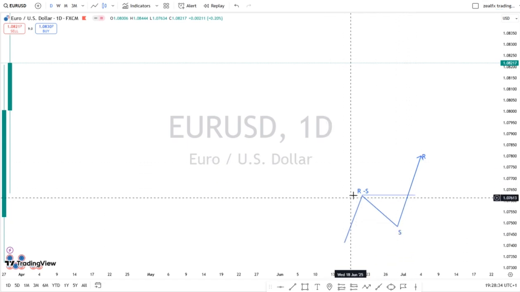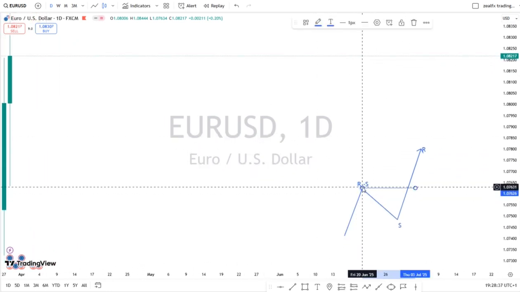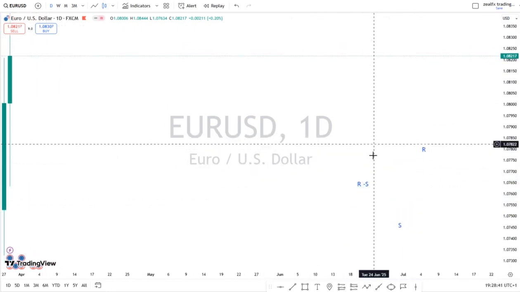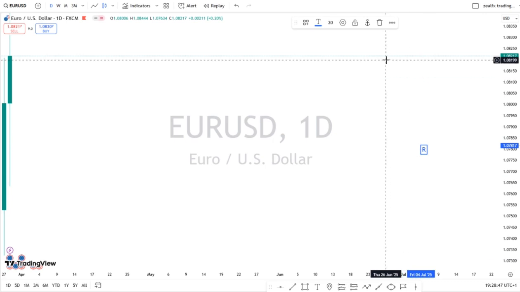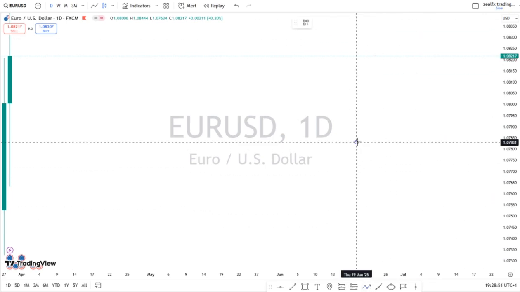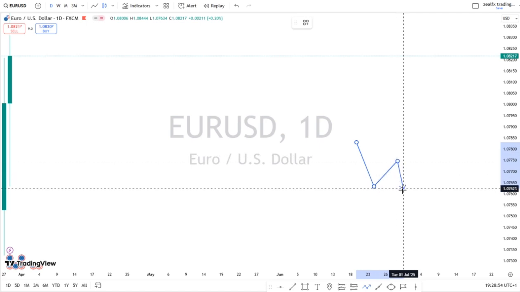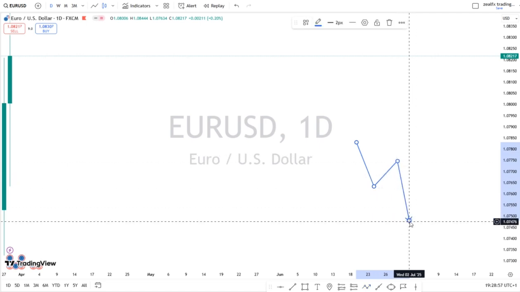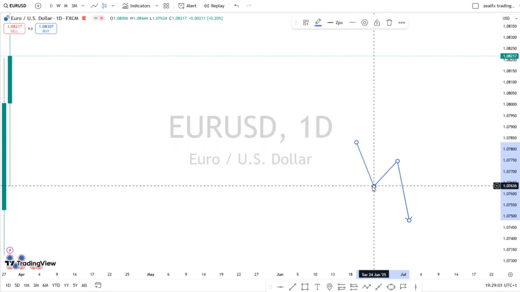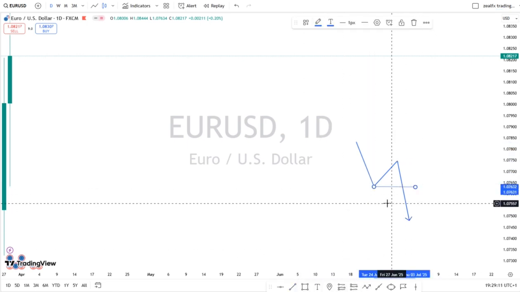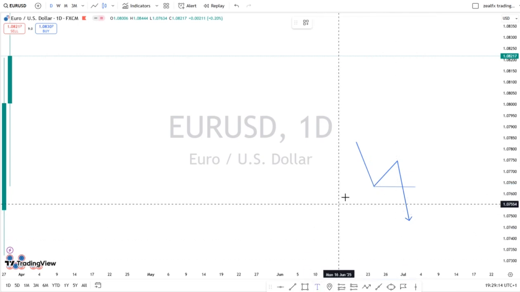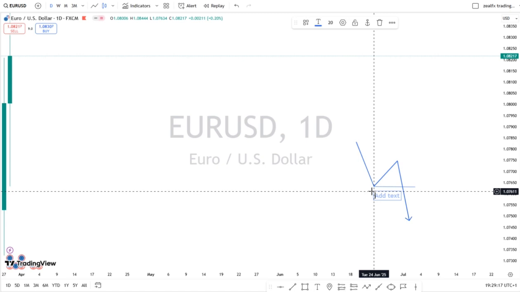Then in another scenario, let me give another diagram illustration. Once we have the opposite side, where we have a resistance, support, resistance, automatically this support will turn to resistance once price closes below it. So as long as price closes below this level, we now have our support turning into resistance.